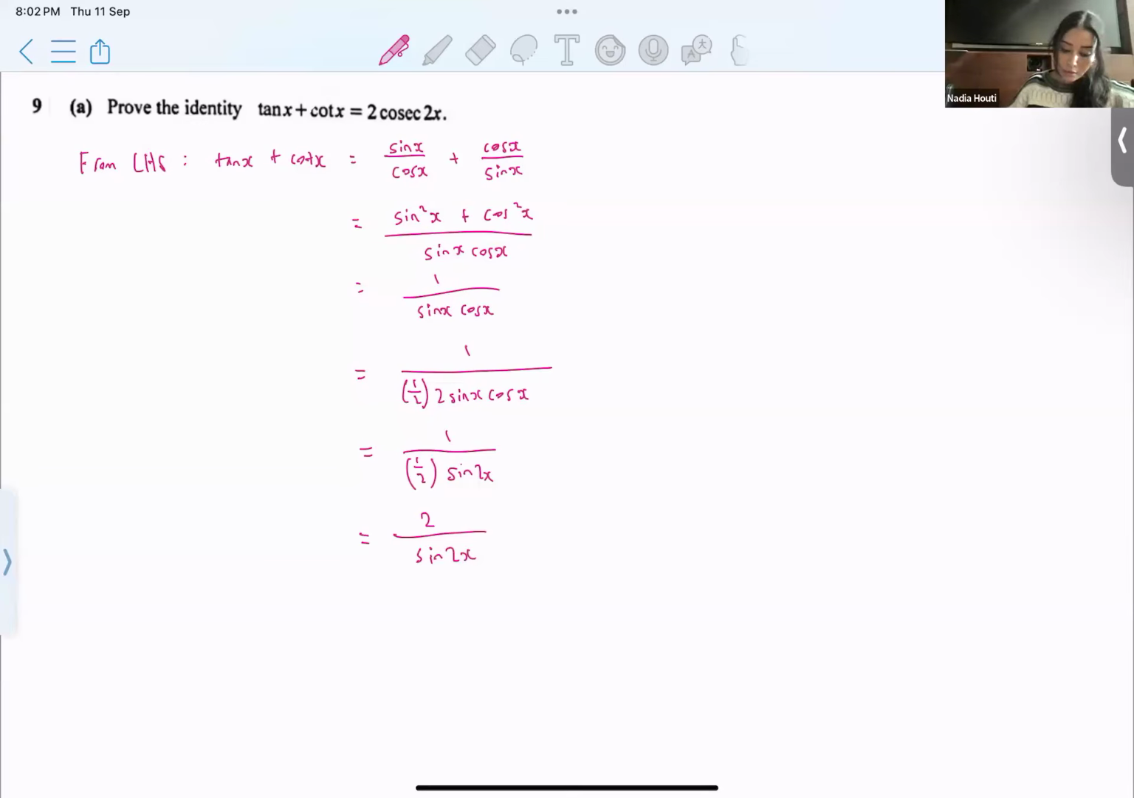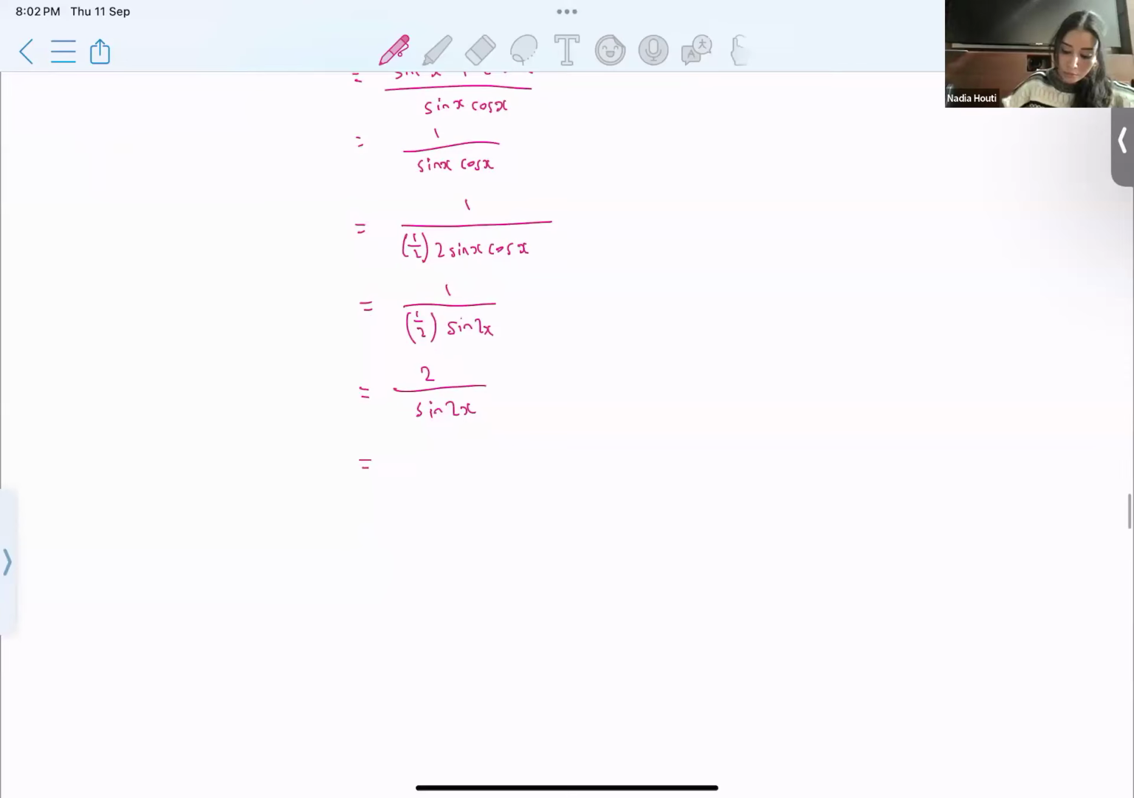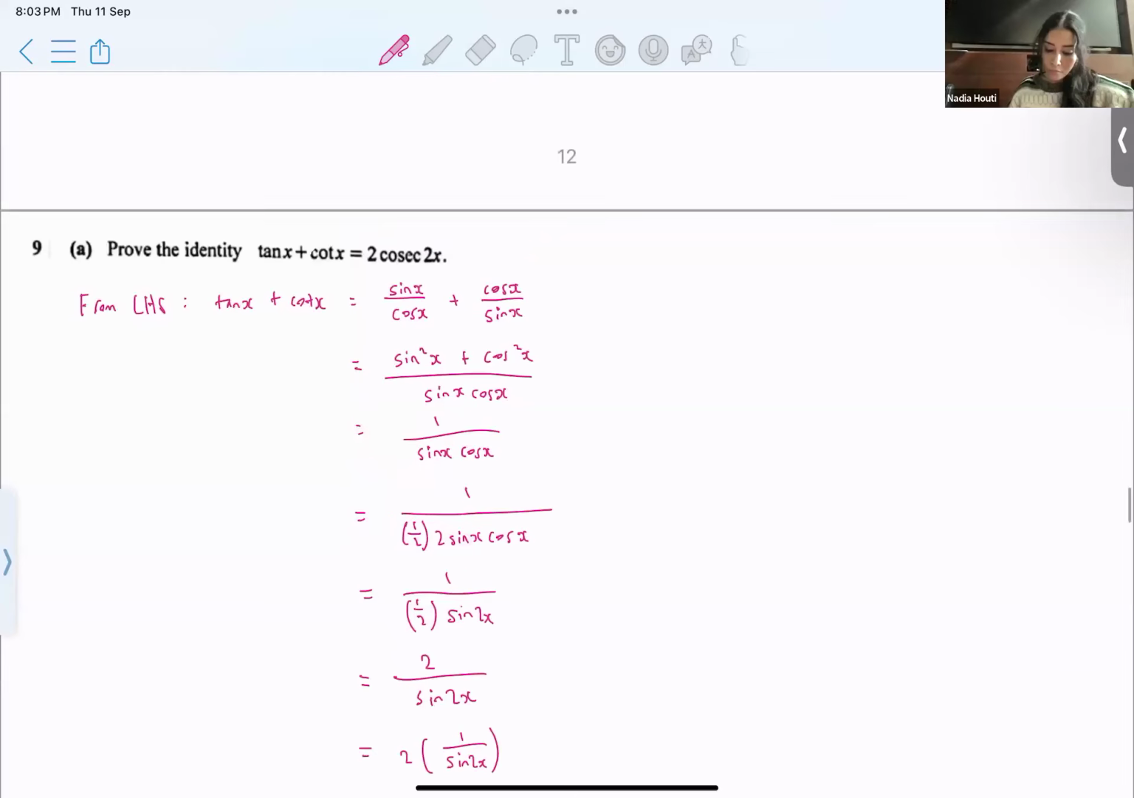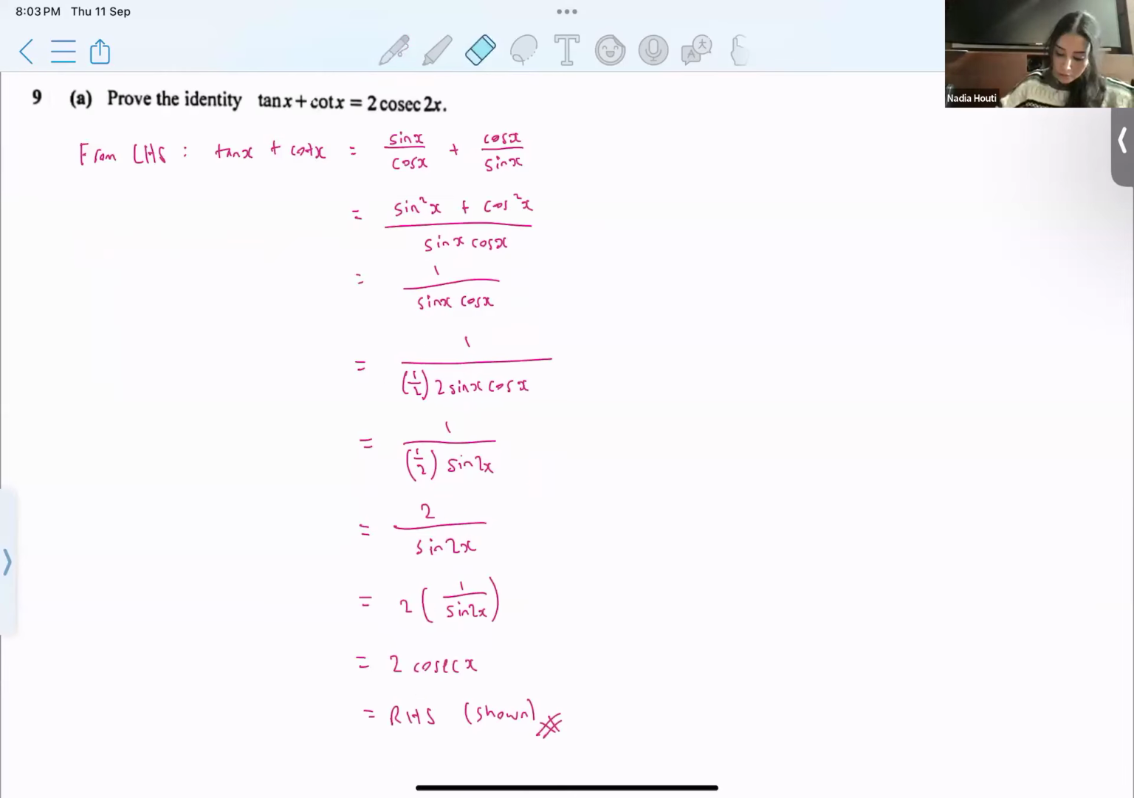And 2 over sine 2x is basically 2 times 1 over sine 2x. And 1 over sine 2x is cosecant 2x. So this is 2 times cosecant 2x, which is the right-hand side. Sorry, this is cosecant 2x, not cosecant x. Okay, so that's how you solve part A.